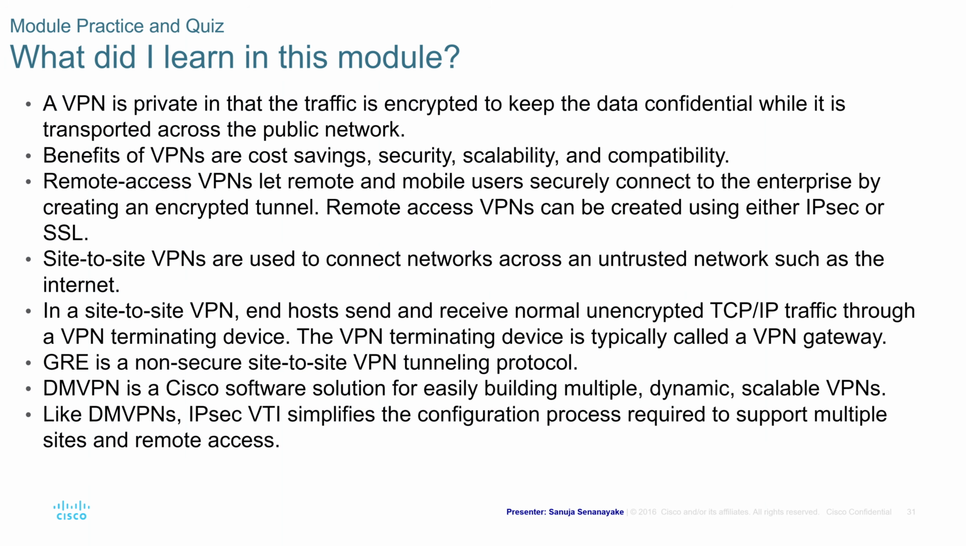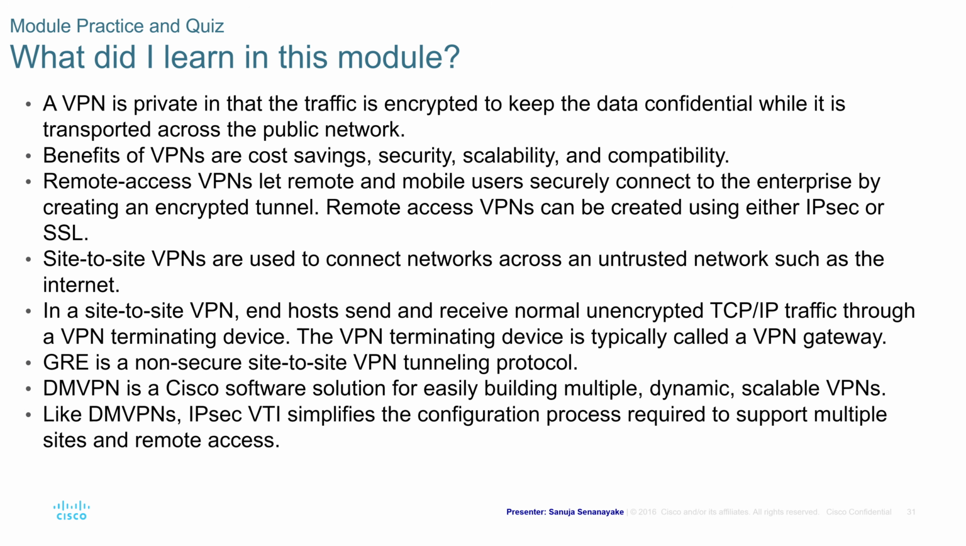We learned a VPN is a private network in that the traffic is encrypted to keep the data confidential while it is transported across the public network. Benefits of VPNs are cost savings, security, scalability, and compatibility. Remote access VPNs let remote and mobile users securely connect to the enterprise by creating an encrypted tunnel, and remote access VPNs can be created using either IPsec or SSL.